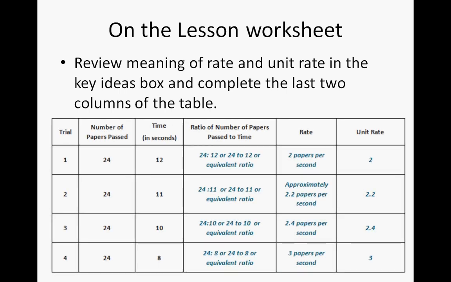Again, this is an example, so based on the information in your table, your rate should look like this, 2 papers per second, or whatever the rate is. And the unit rate, when we drop the descriptor, is just the number that's associated. So if this is 2 papers per second, then this would be a unit rate of 2. Notice that now we're comparing it to each second. It's always per 1 second. So now we have a basis of comparing which of these are fastest or slowest.